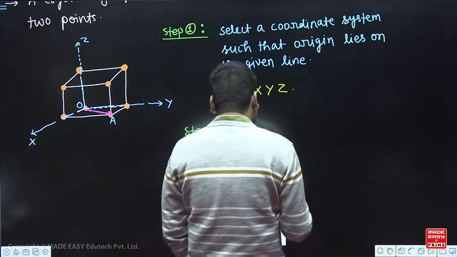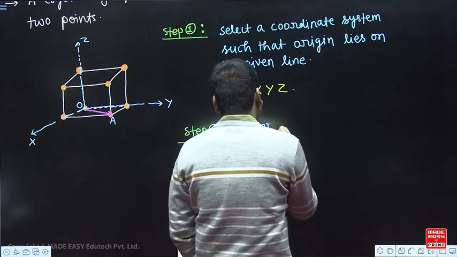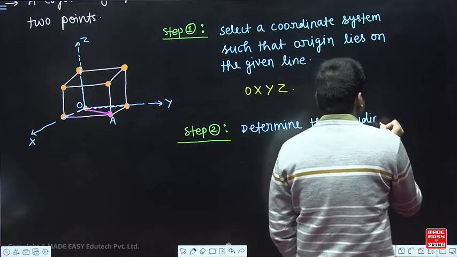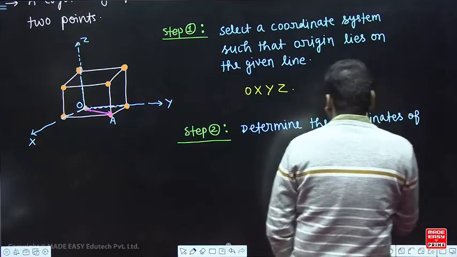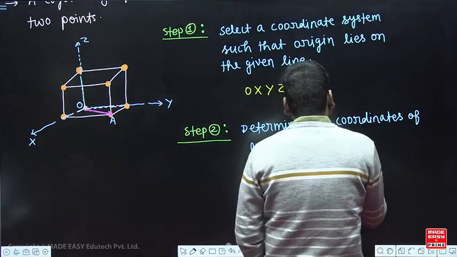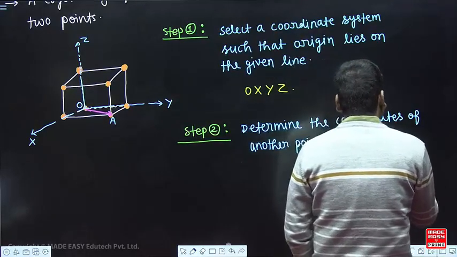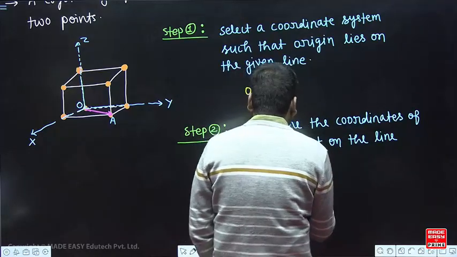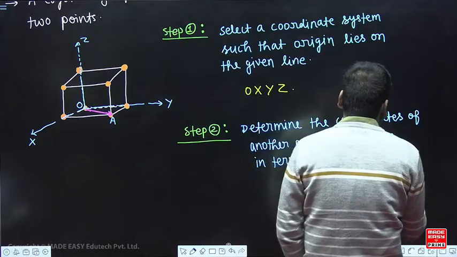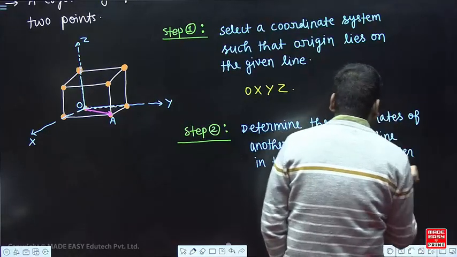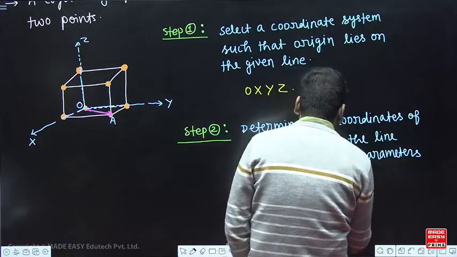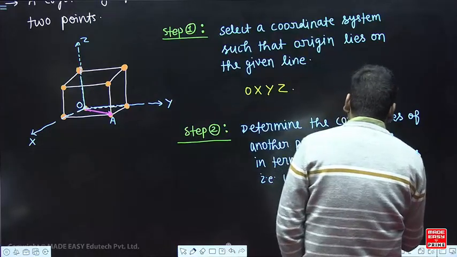Now step 2. Determine the coordinates of another point on the line, in terms of lattice parameters, that is unit cell dimensions. Lattice parameter means unit cell dimensions.